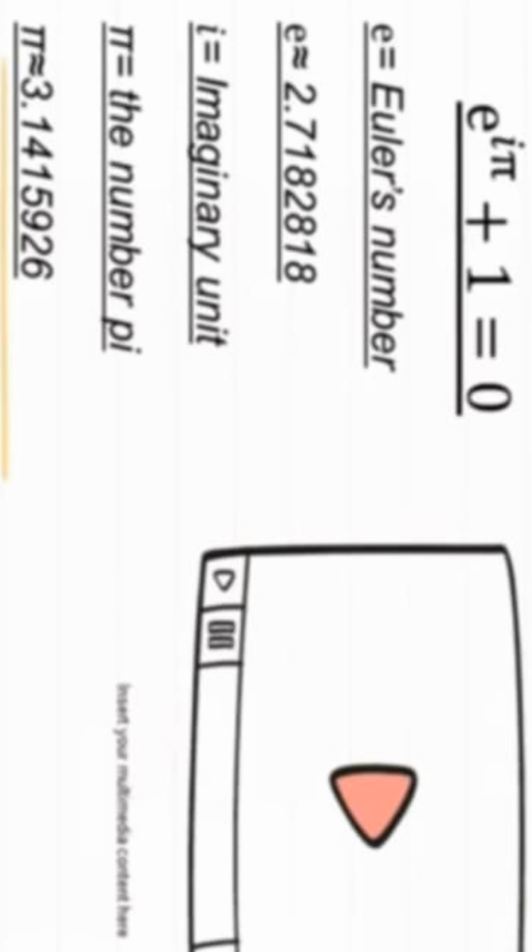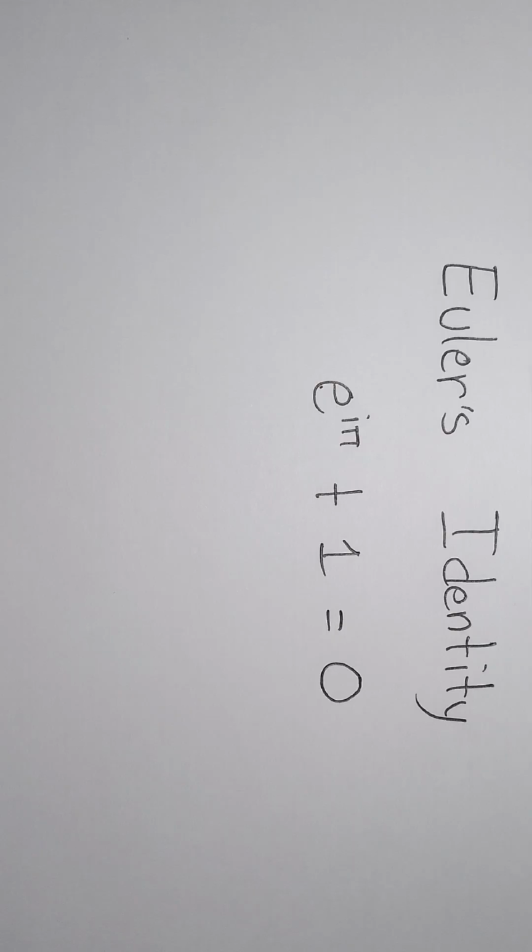Pi is approximately 3.14159. So Euler's identity, so we all know this, that e raised to the power of i pi plus 1 is equal to 0.